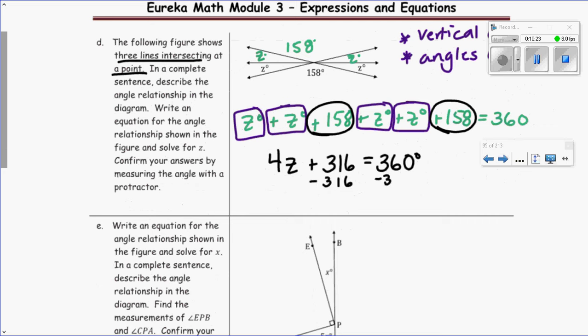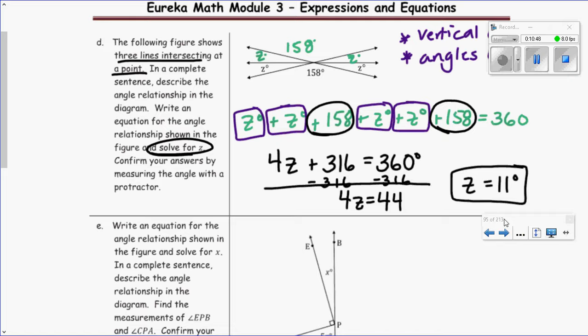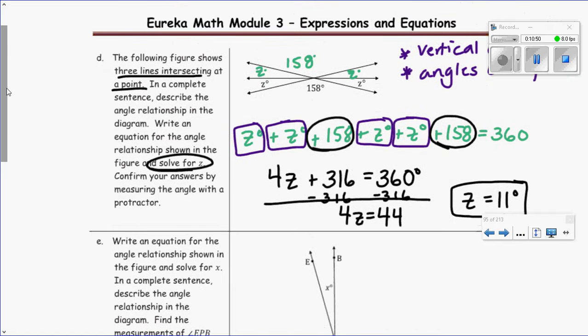All right, subtract 316 from both sides, and we get 4z equals 44, which is nice because I know it goes in evenly. And if I want to get z by itself, I divide by 4, and each z is 11 degrees. Okay, so there's your equation, and then of course we know how to simplify using like terms, and then we solve and we get z equals 11. Again, you can always double check it. If you plug in 11, 11, 158, 11, 11, 158, you can double check that that equals 360.